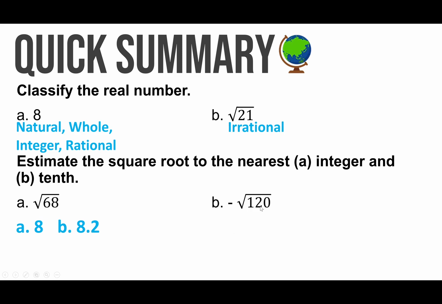And then the last one, the square root of 120. That's very close to, yep, you guessed it, 121, right? That's 11. So we know that 120 is a little bit less than 121. So my answer is going to be a little bit less than that, right? So it's going to be a negative 10.9.